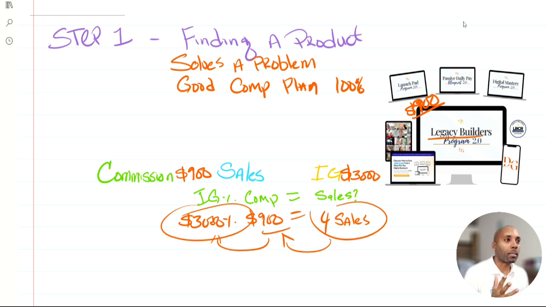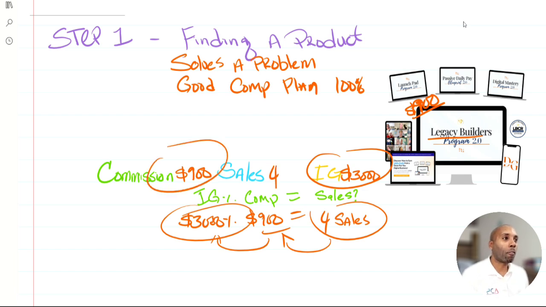So hopefully this is making sense, right? So income goal of 3,000, and my commission, all I need is 4 sales, and I'll hit my income goal of $3,000. So hopefully that makes sense. Now let's jump to step number 2, setting up an automated marketing system that will be doing all the promoting, selling this $900 product. So let's jump on to step number 2.